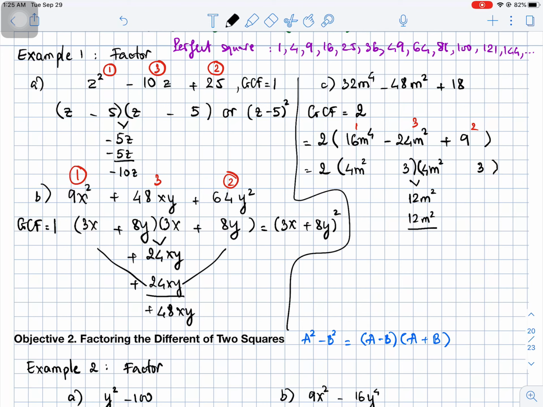Now multiply, we get 12m squared. Outside is also 12m squared. Write down step number 3, negative 24m squared. So we should have negative for both. And you can write down your answer as 2 times the quantity 4m squared minus 3, and then squared.